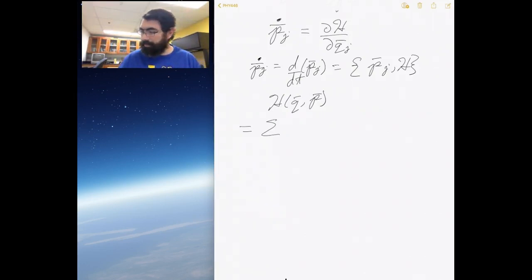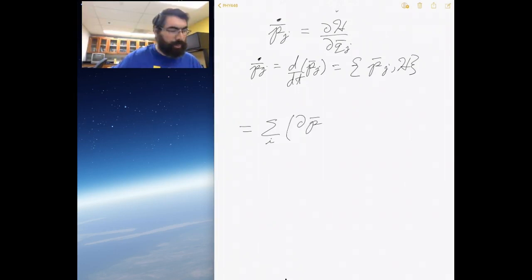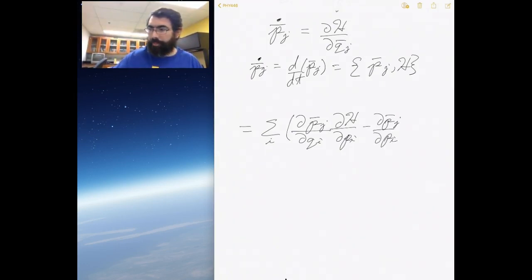So let me go back and get rid of that. Now let me write out the sum, basically the Poisson bracket of the momentum, J, with respect to Q, and the Hamiltonian: the derivative of that with respect to momentum, minus the derivative of the momentum in the barred system with respect to the momentum in the unbarred system, and the derivative of the Hamiltonian with respect to position.